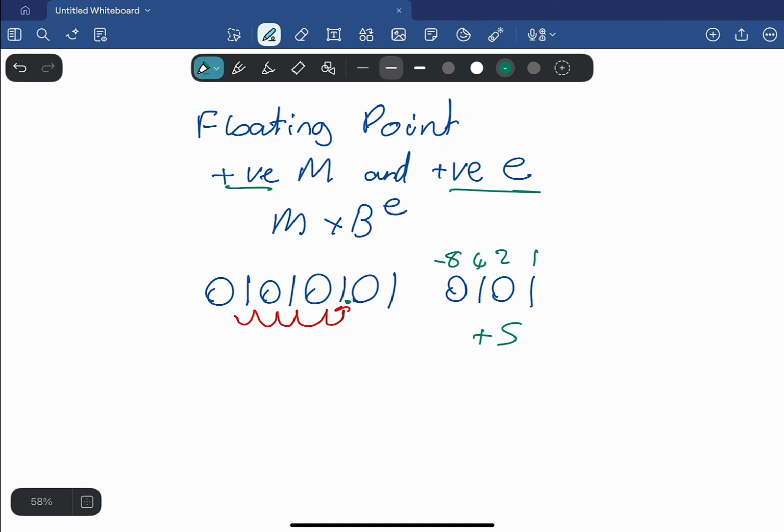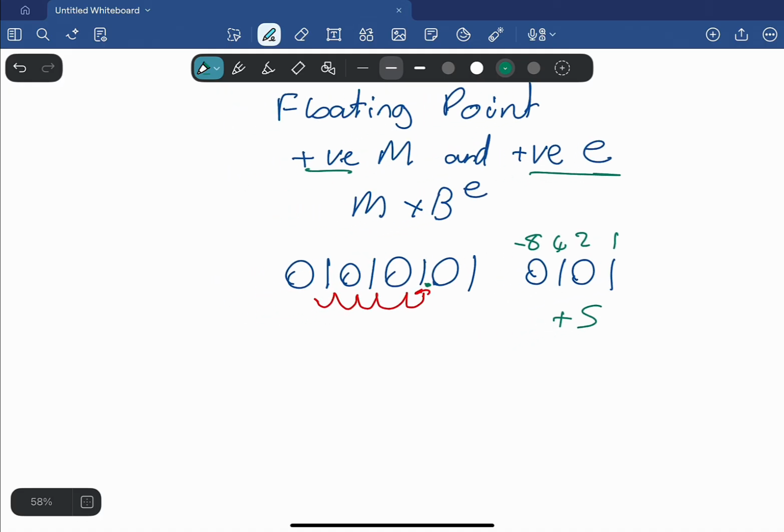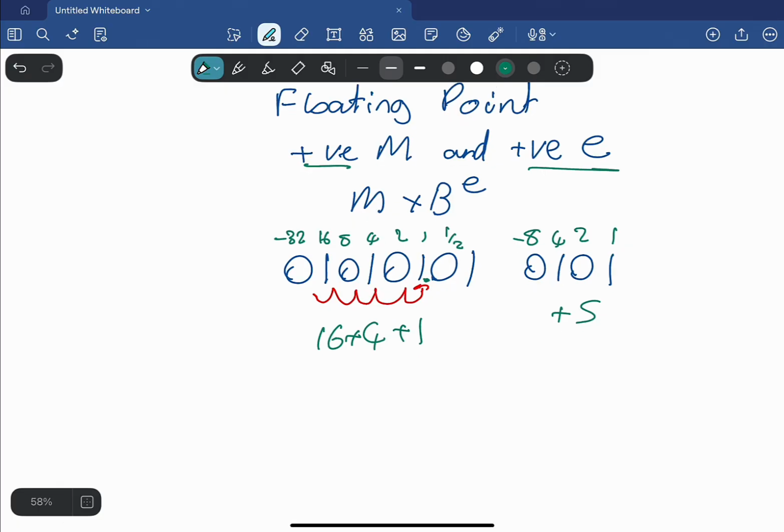So we have our weightings of a 1, a 2, a 4, an 8, a 16, and a minus 32. And what have we got? Well, we have a 16 plus a 4 plus a 1, giving us 21. And then over here we have a half and a quarter, so we have 21.25.